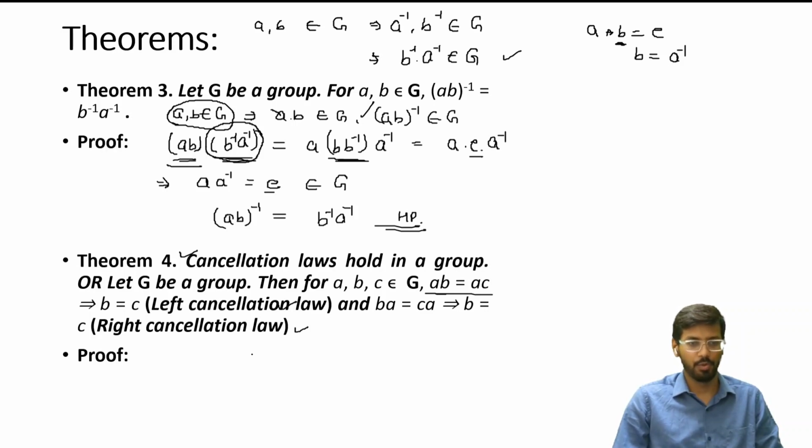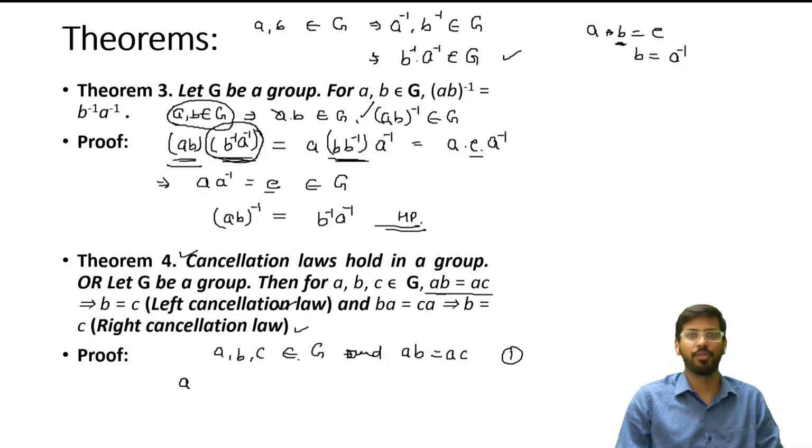So we can prove this. If a, b, c belong to some group G, and given that ab = ac (equation 1), we can pre-multiply equation 1 by a inverse, because if these three are elements of group G, then a inverse should also belong to the same group G.